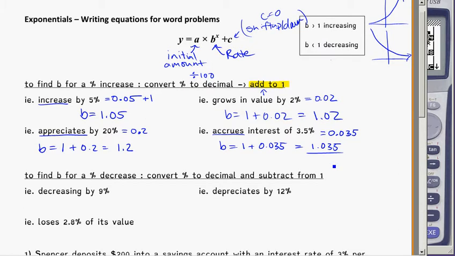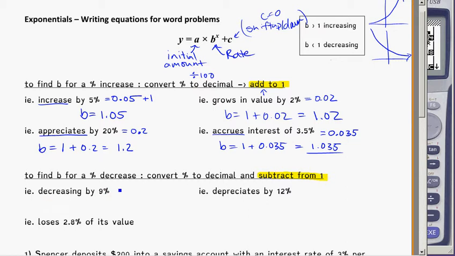Similarly, if you're trying to find b for a percentage decrease problem, where it's becoming less valuable, you're losing or being charged money, convert the percentage into a decimal, again, and subtract from 1. So that's the difference here. We're going to subtract from 1. So you should have a number that's less than 1, like 0.9 or 0.25 or something smaller.